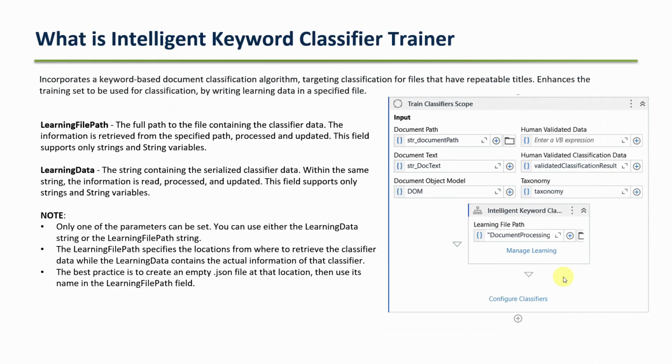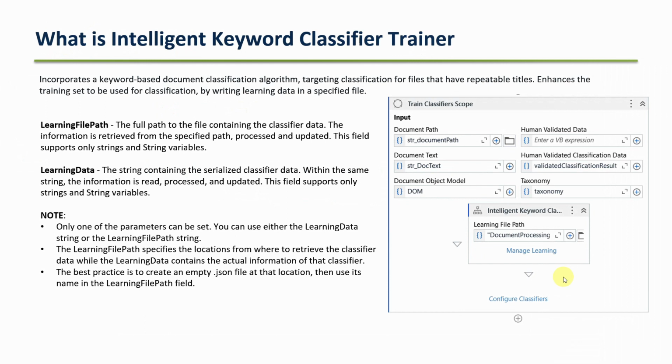Okay, let's talk a little bit of theory. So the IKC is the intelligent keyword classifier trainer. It incorporates a keyword based classification algorithm. It targets the classification over files for the repetitive titles. It enhances the training set to be used by the classification by writing the learning data to the specified file, and in our case the specified file is the classifier.json, which we have been using. Okay, so now it is going to ask you the learning file path. The learning file path is the file where you have the classifier.json. This supports string and string variable. You can pass the classifier.json in a string file and then pass the path as well.